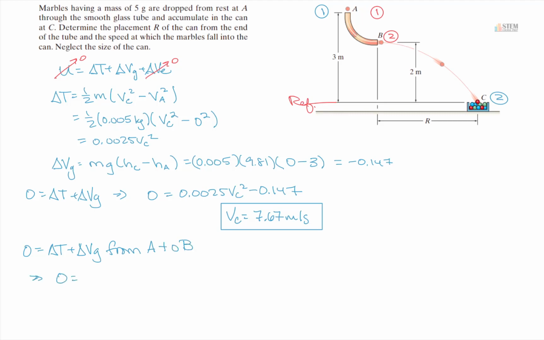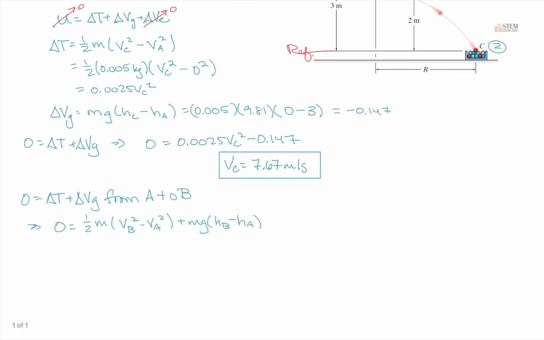If we write it out, we're going to have 1/2 times the mass times VB squared minus VA squared, plus MG times HB minus HA. All we're doing is basically updating our final point, and this will allow us to get the velocity of B. And then after that, we can use that to find R. So let's go ahead and start filling in these values.